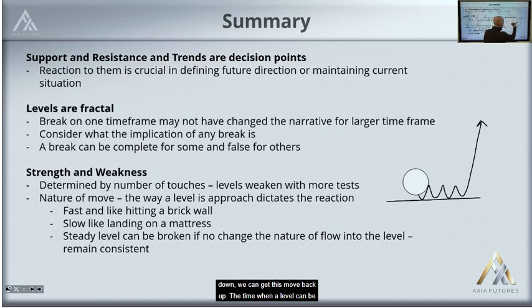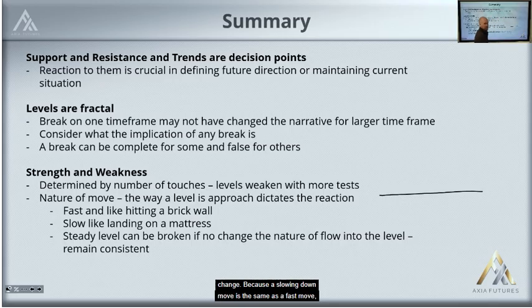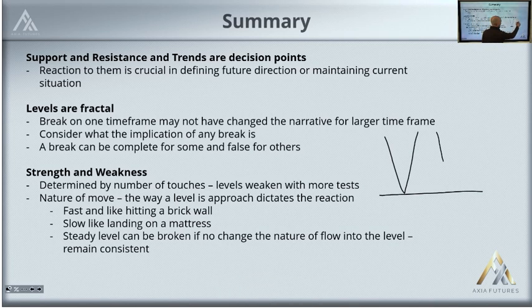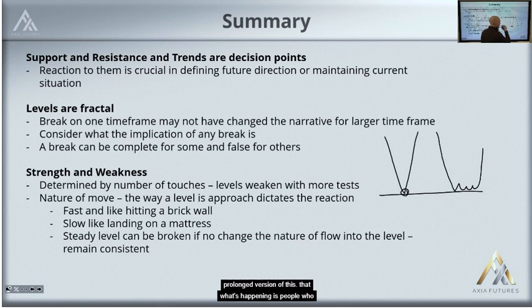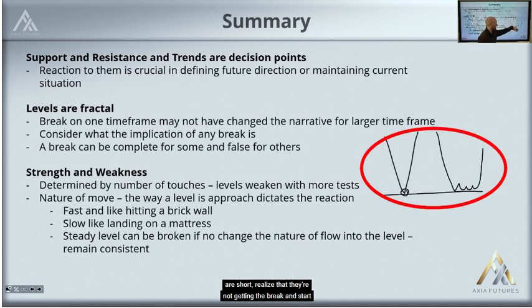The time when a level can be broken by the nature of the move to it is where it doesn't change, because a slowing down move is the same as a fast move. Essentially, at the point where it slows down, it's just a prolonged version of this. What's happening is people who are short realize that they're not getting the break and start to buy, start to get out. People who want to buy realize that it's not breaking and start to build positions long. Same with a fast move, only this happens instantaneously.